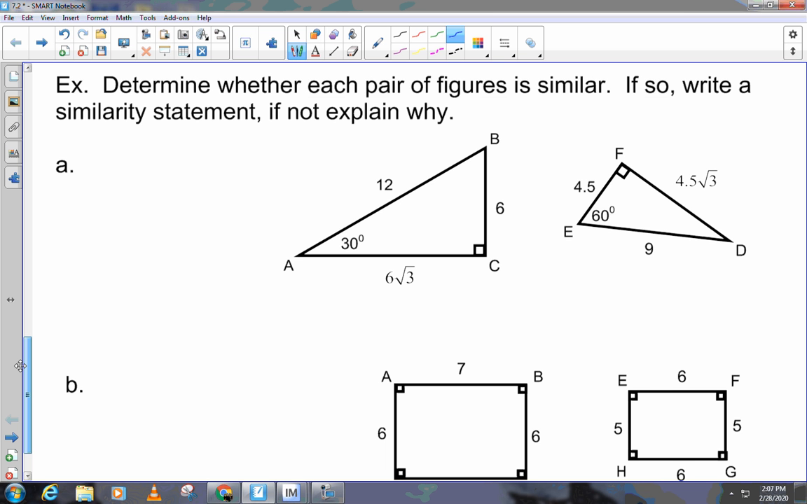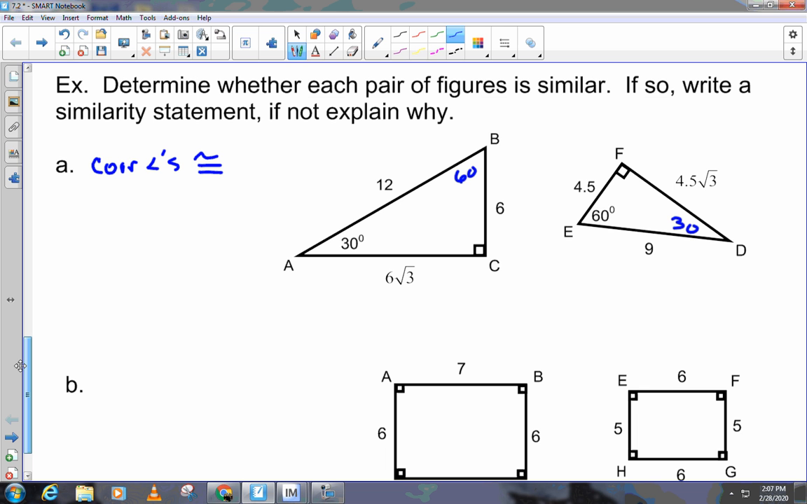Okay, so I notice these both have a right angle. This one's 30. What's this going to have to be? Angle B. It's going to have to be 60 because they have to add up to equal 180, right? So these 60s match, right? And then if this is 90, this is 60, this is going to have to be what for D? 30. Okay. So my corresponding angles are congruent. That's the first thing I have to check.